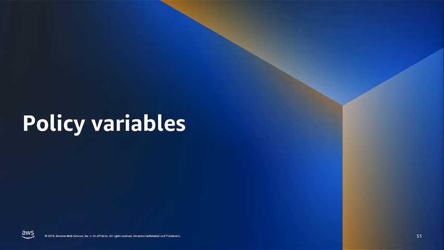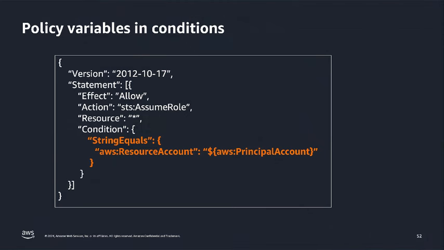Let's move on to a brief look at policy variables. Policy variables can be used to substitute values from the auth context into your policy at evaluation time. You can substitute any value from the auth context. The policy shown here only allows role assumption when the account of the resource is equal to the account of the principal, and it does so without having to hard code any account ID in the policy.